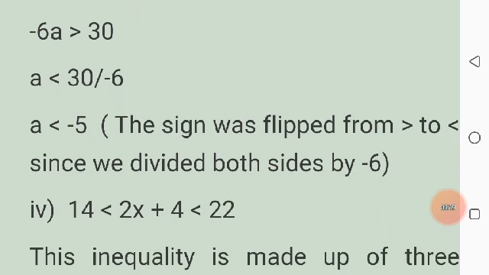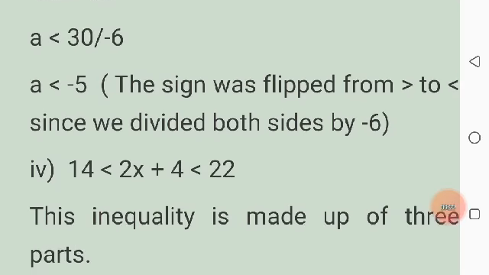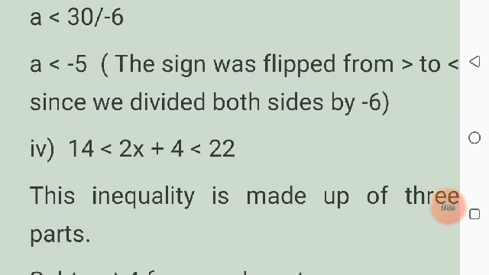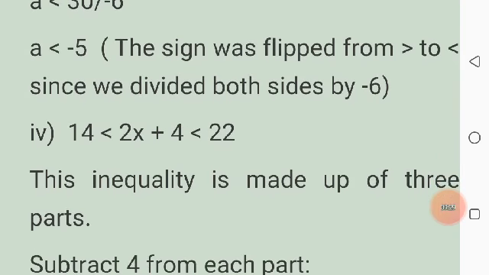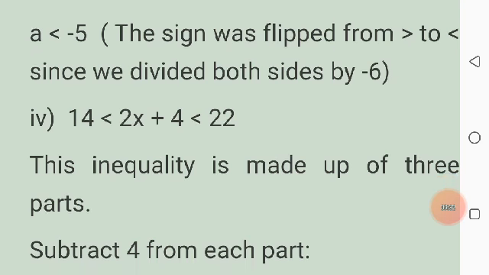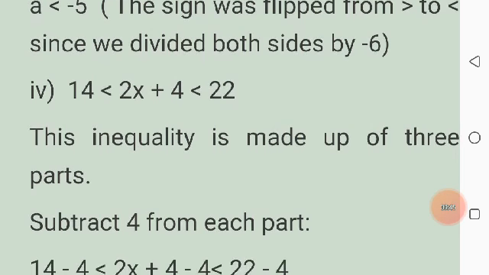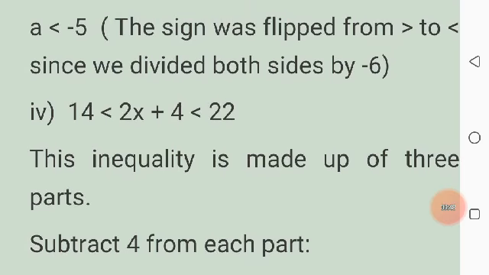Number 4. 14 is less than 2x plus 4 less than 22. Now this inequality is made up of 3 parts. We have 14 as one part, 2x plus 4 as the second part, 22 as the third part. So what we do first is to subtract 4 from each part. Our aim is to let x stand alone.